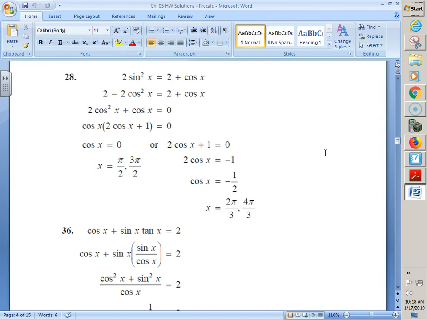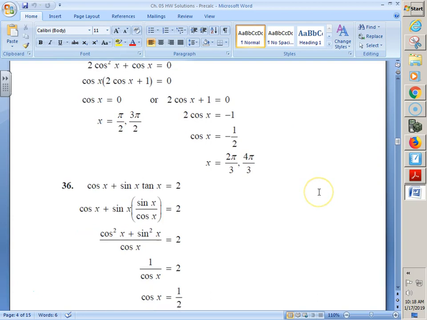Sine squared could become 1 minus cosine squared. Then you would distribute the 2 into the 1 minus cosine squared, move them all to one side in descending order. The 2's cancel, so just take out your common factor, each one equal to 0. Go look on your unit circle. Number 36. You had to do some plugging and chugging.